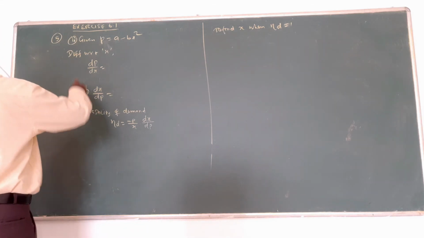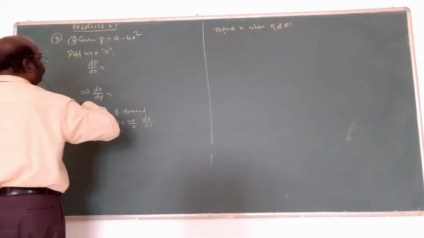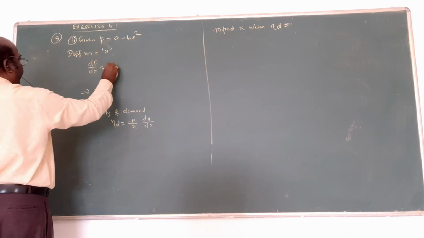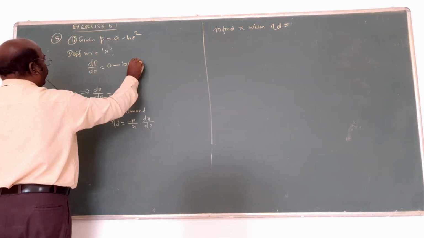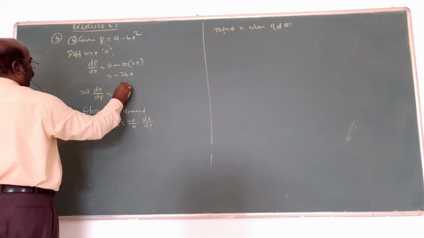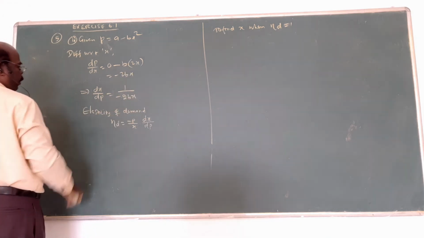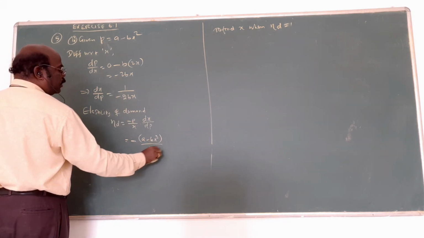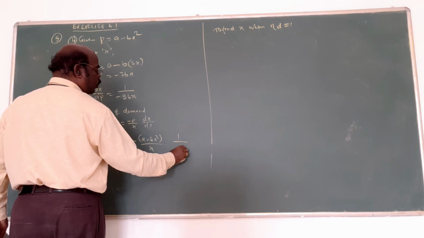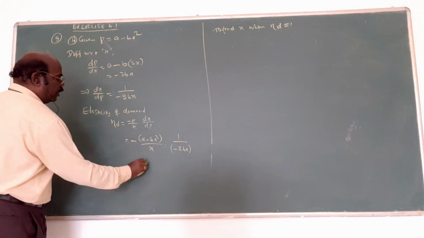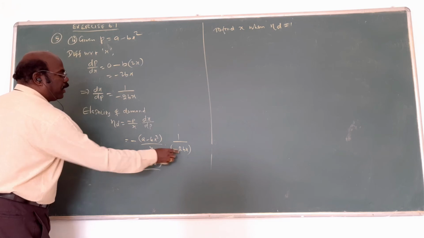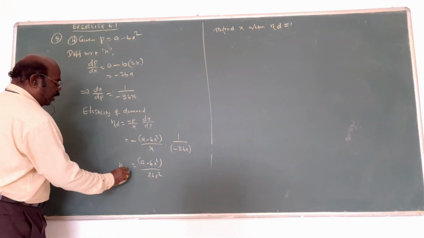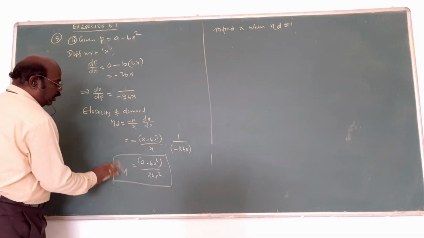Now, the second solution: p = a − bx². P is in terms of x, so differentiate with respect to x. dp/dx: a is constant, so 0, and the derivative of bx² is 2bx, so dp/dx = −2bx. Take the formula: ηd = −(p/x) · (1/(dp/dx)). This gives (a − bx²)/x times 1/(−2bx). The minus signs cancel, giving (a − bx²) divided by 2bx². This is the elasticity of demand, called ηd.